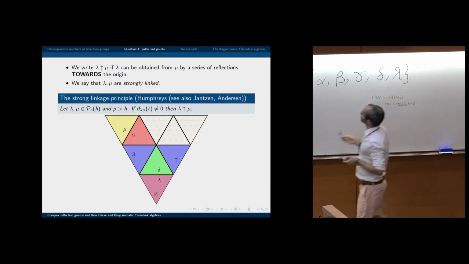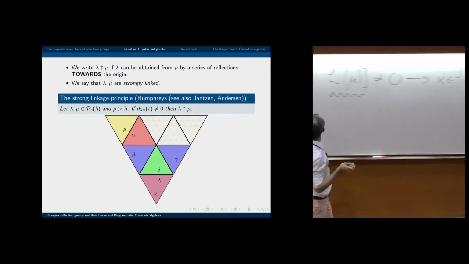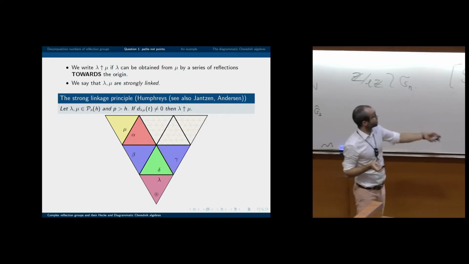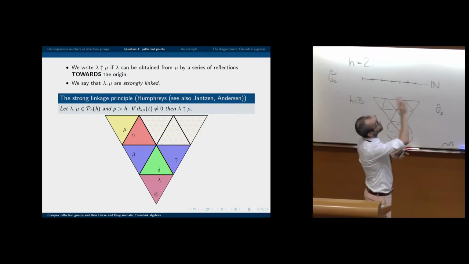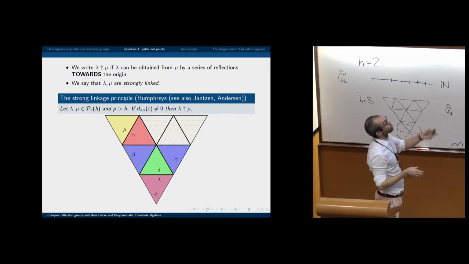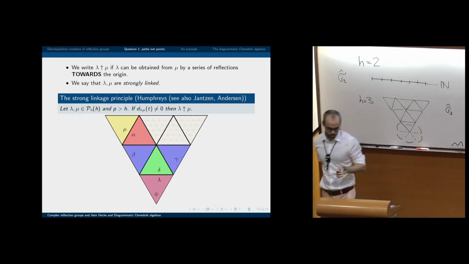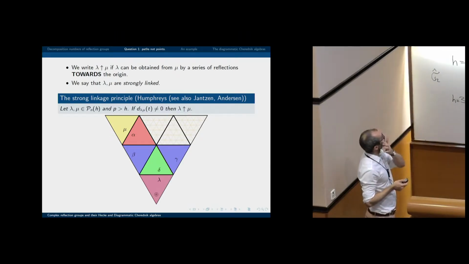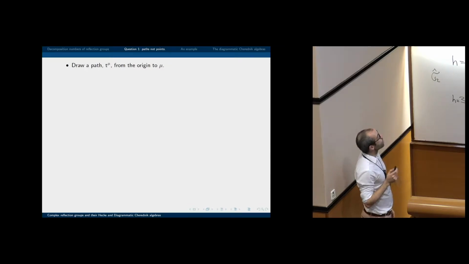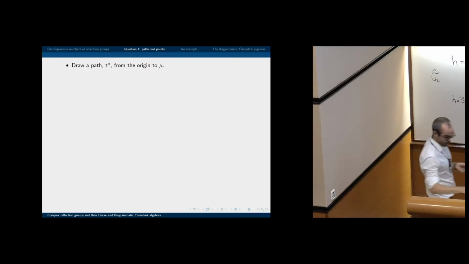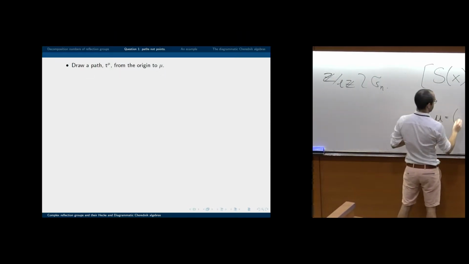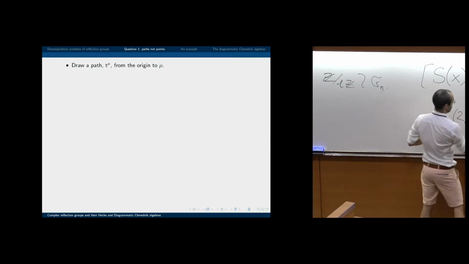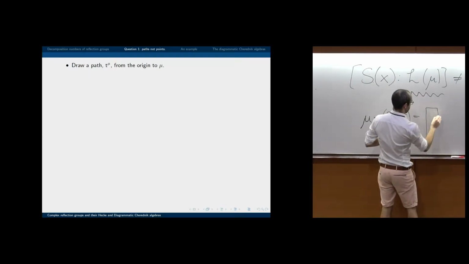So what the strong linkage principle says is that if this decomposition is not 0, then x is in this set. That's what it says. You have to be able to get to whatever x is by successive reflections taking you closer to the origin. So there's the classical strong linkage principle. Now, instead of just doing that, I promised you I would look at paths. So let's let mu be the point 2, 1 to the 12, which we draw like so. 2, oh, okay, I've drawn too big.